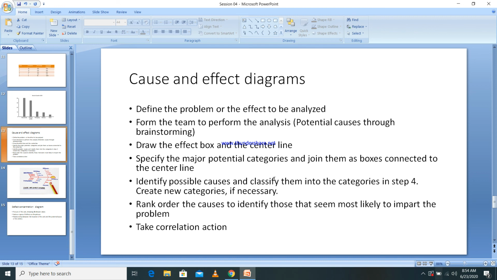And then what you have to do is, you can see first you have to draw the effect box, that is the center line, and then you have to specify the major potential categories and join them as boxes connected to the center line, and identify possible causes and classify them into the categories which we discussed in the earlier step. If there is no category, you have to find out a new category and rank order the causes to identify those that seem most likely to impact the problem, and then we have to take corrective action.